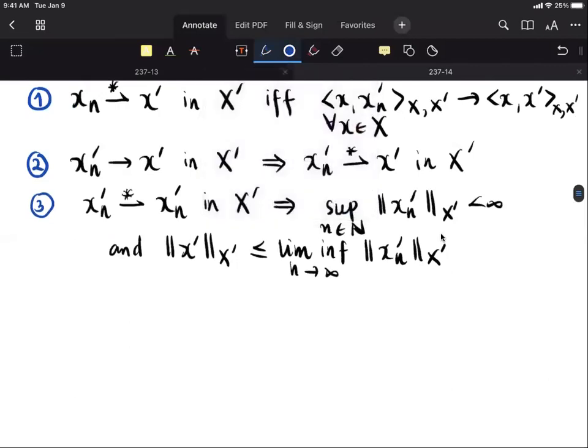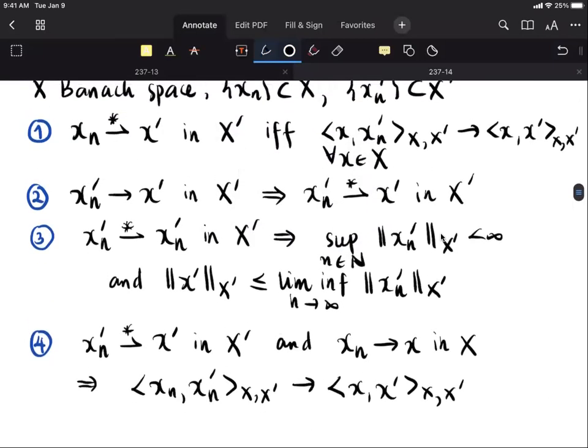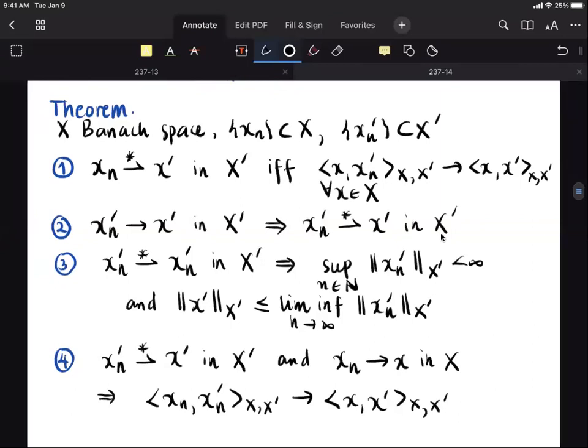And finally, if you have the following convergence, suppose I have a weak star convergence and a strong convergence in X. This implies that the corresponding duality pairings also converge to the duality pairing of the limits. So the proofs are very similar to the previous theorem. You just interchange the roles of X and X prime in the previous discussions.